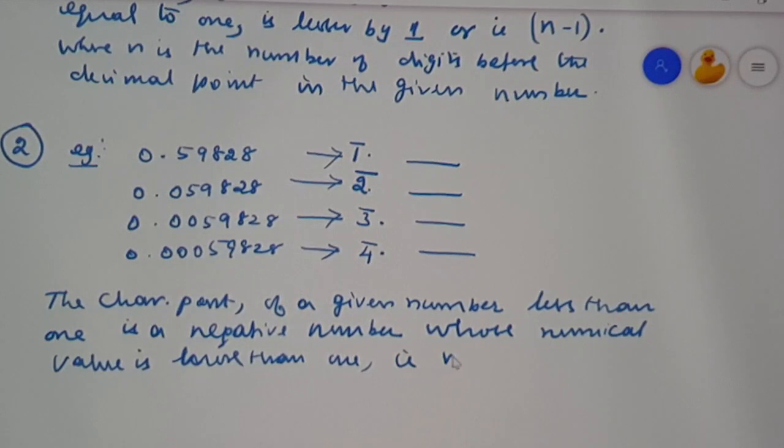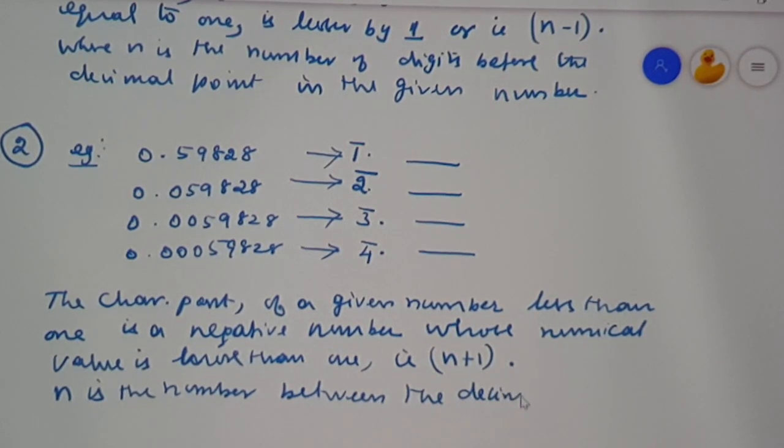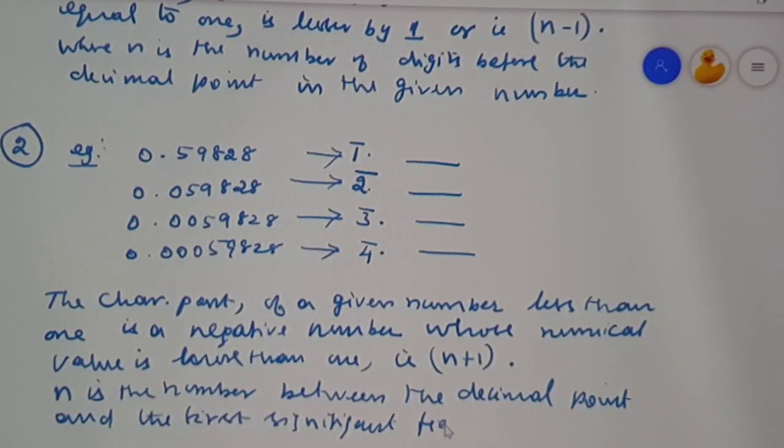That is, you will be getting it as n plus 1. That is, we can say n is the number between the decimal point and the first significant figure. And the first significant figure means a non-zero number.